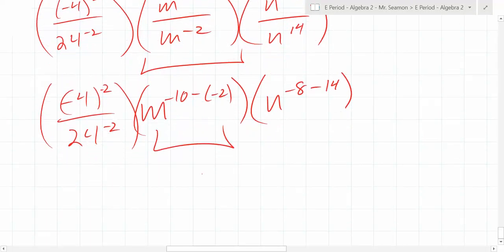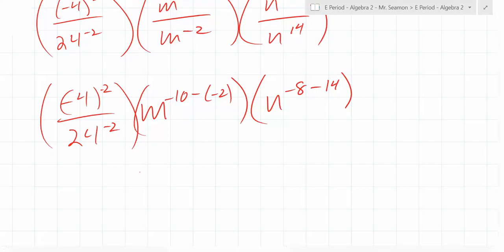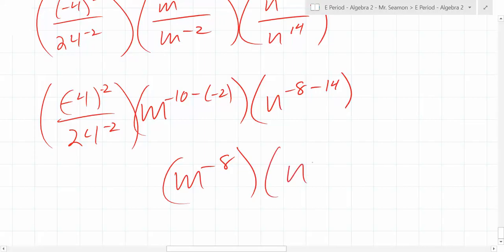No. Answer the question that I am asking. It will help you, me, and everybody else be awesome at life. What is negative 10 minus negative 2? Negative 8. That's the answer I wanted. M to the negative 8. What's negative 8 minus 14? Negative 22.